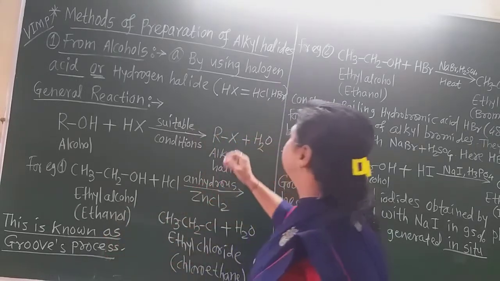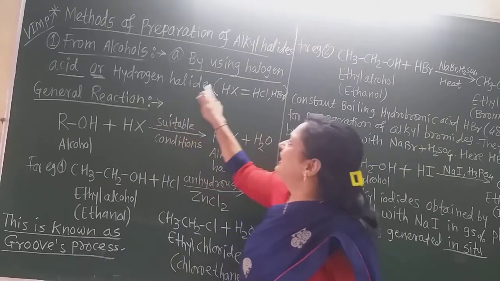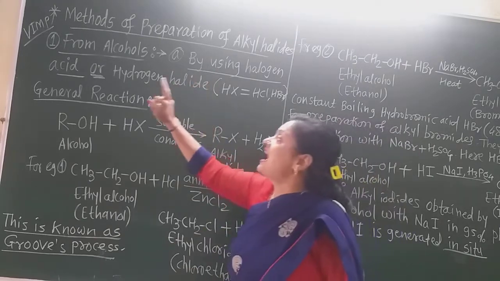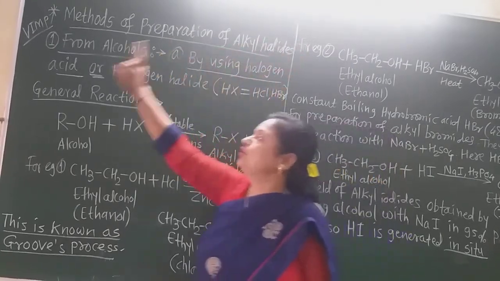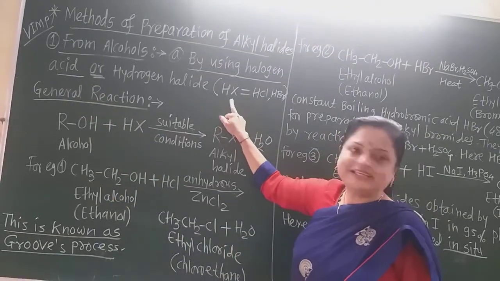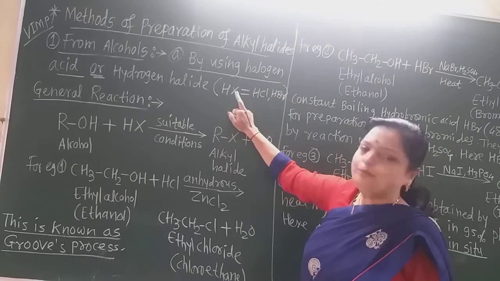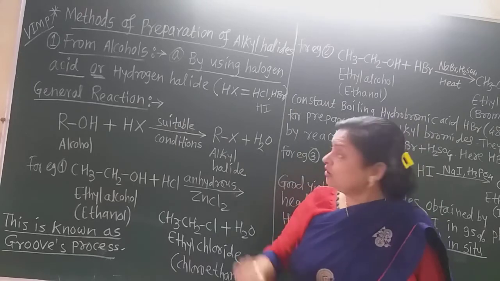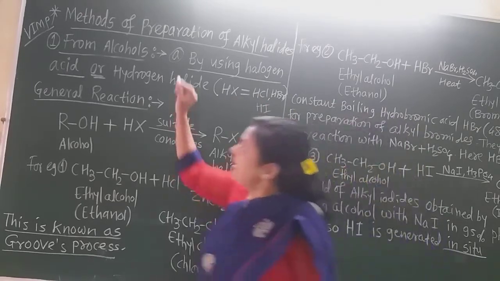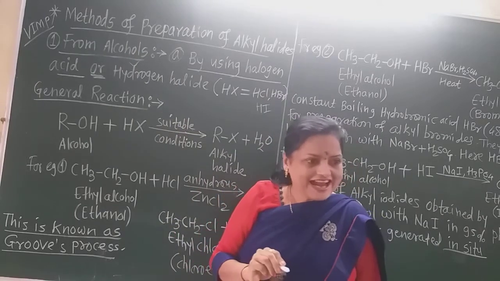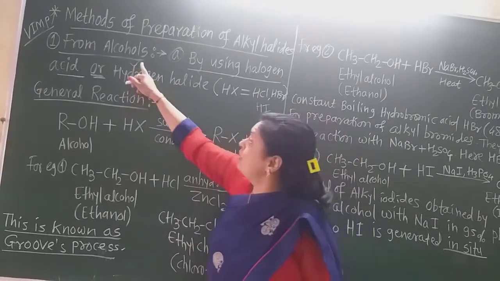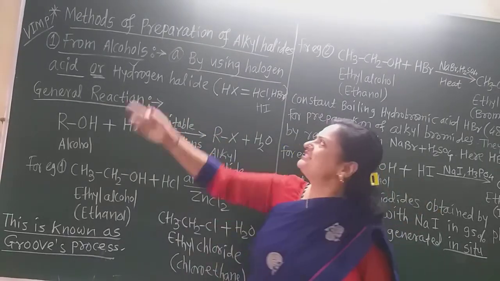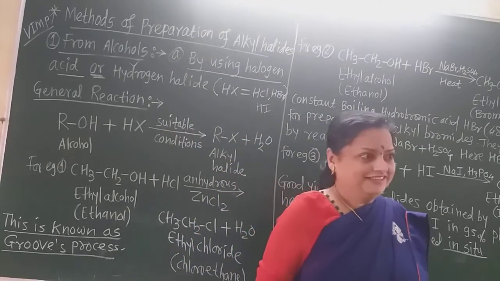Only 3 acids we use here. This HX, the hydrogen halide, means halogen acid. One and the same. Hydrogen halide is also called halogen acid. And what is the general formula of halogen acid? HX. X means chlorine, bromine, iodine. So these are the HX we are going to use in this. Now, what is the meaning of this method? That means alcohol is compulsory there, and by using this alcohol and this hydrogen halide acid, we prepare the alkyl halides. Preparation means manufacture. Do you understand?